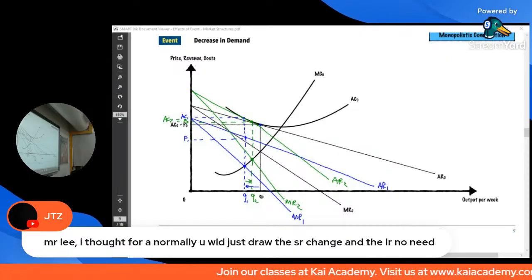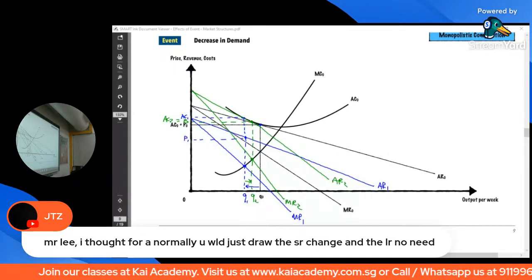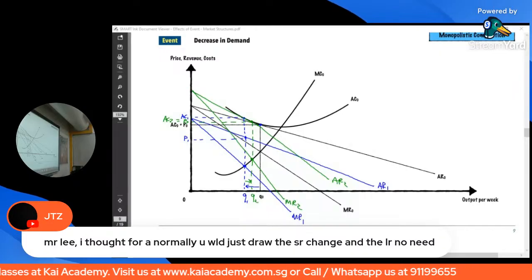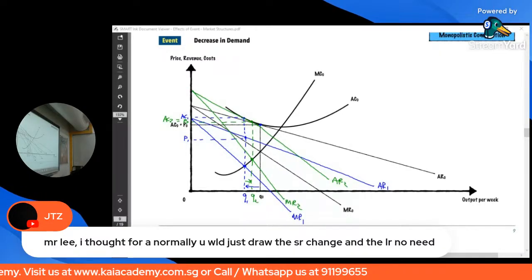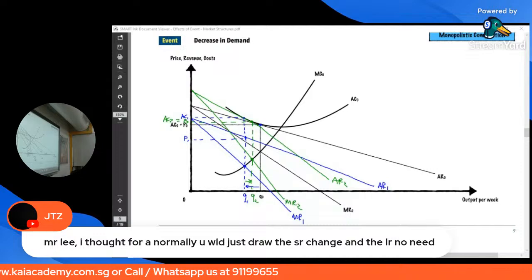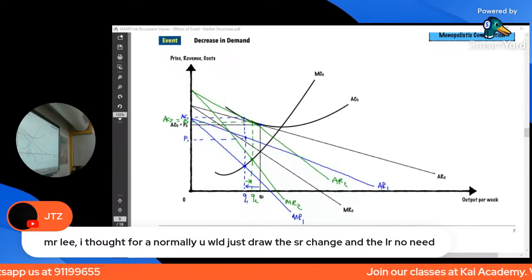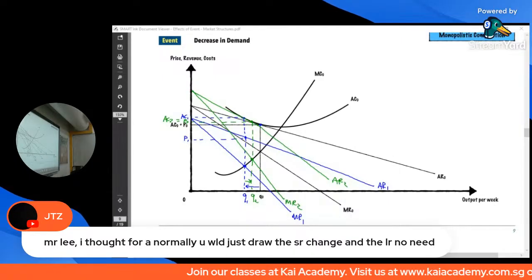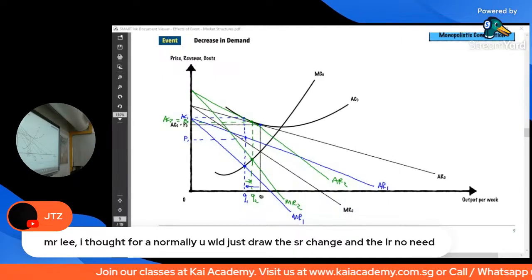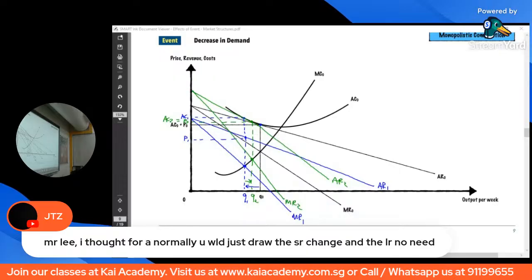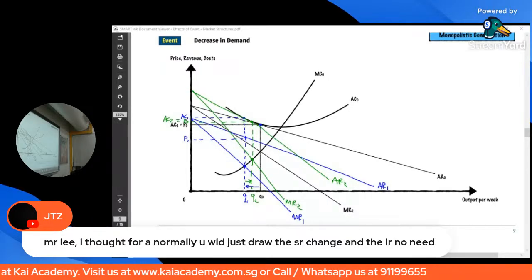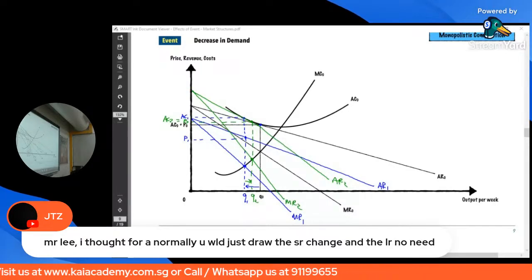Whoever this is, JTZ. I thought normally you would just draw SR change and LR no need. Depends on the question. If it's an effects of event question, higher order, you are expected to go to the long run. You're expected to do the short run effect and then the long run effect. You almost never get to stop at short run. I don't know where you're getting your information from.